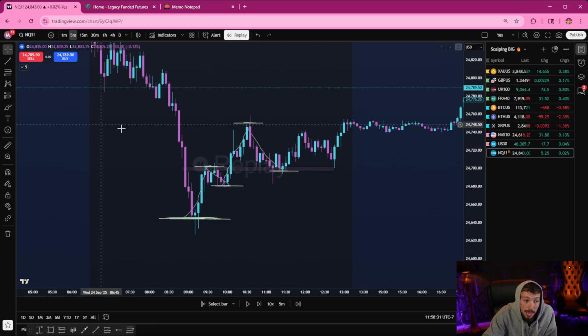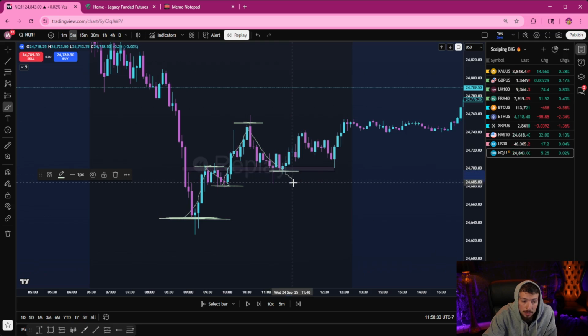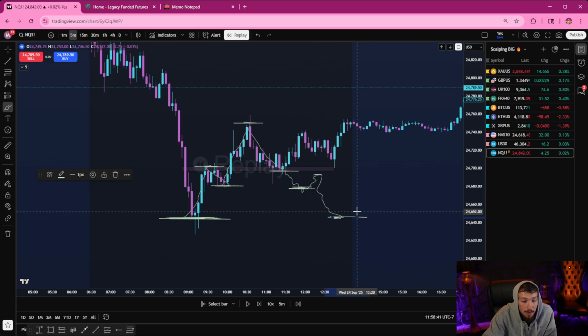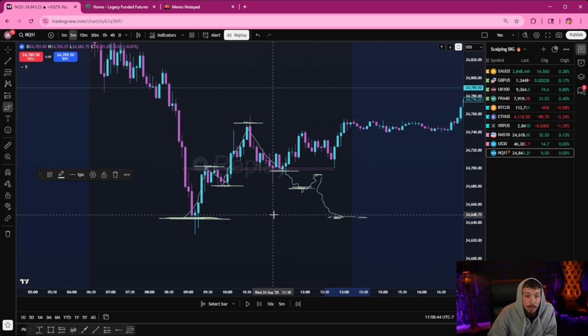Now, if price would have come down here and started to push down in this way, boom, that is now a lower low. Back up, lower high. Back down, lower low. Meaning we are now in a bearish market structure and price is no longer bullish.